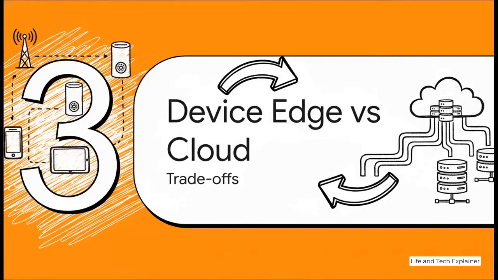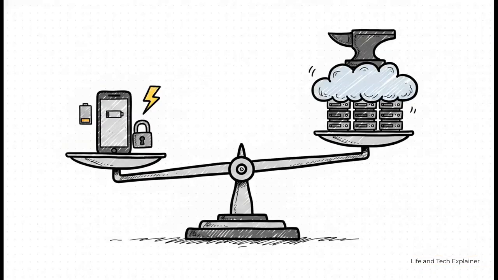Section 3. Architectural trade-offs. Device edge versus cloud. So how do we actually make these architectural decisions? Well, it really comes down to weighing the stark contrast between these two extremes.